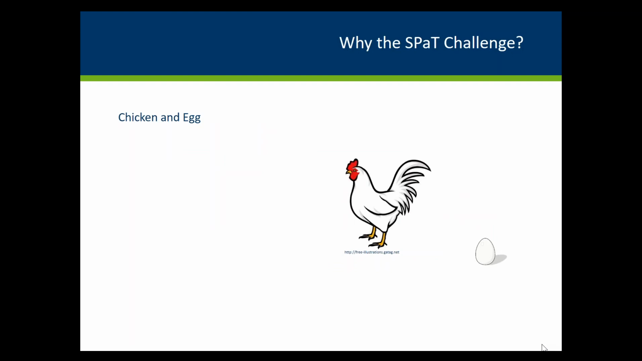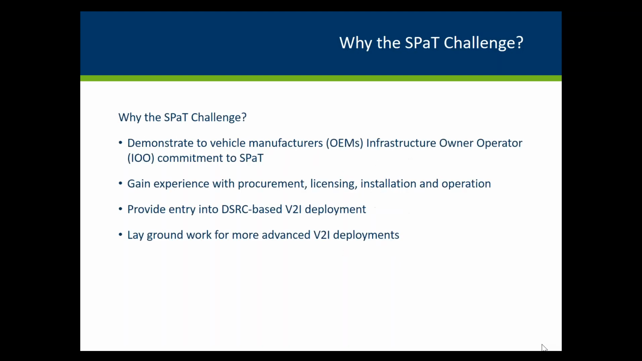Are we going to go put this stuff out there even though it has no benefit until the chicken has an egg to go along with it? So what the SPAT challenge does, basically, says chicken volunteers to go first. So we're saying let's actually get out there and try and put some of this out. And what it'll do is help demonstrate to the vehicle manufacturers.